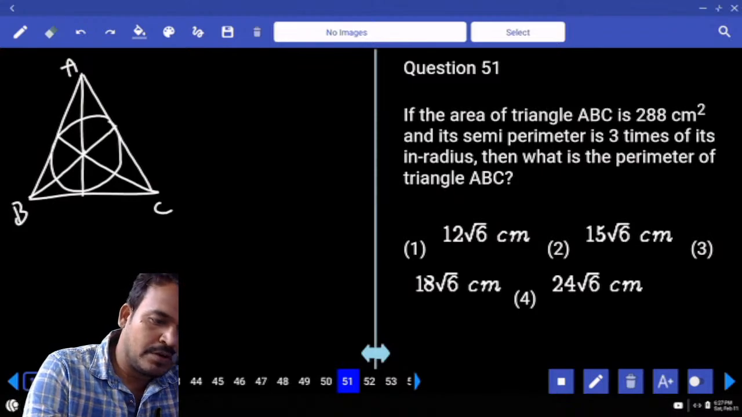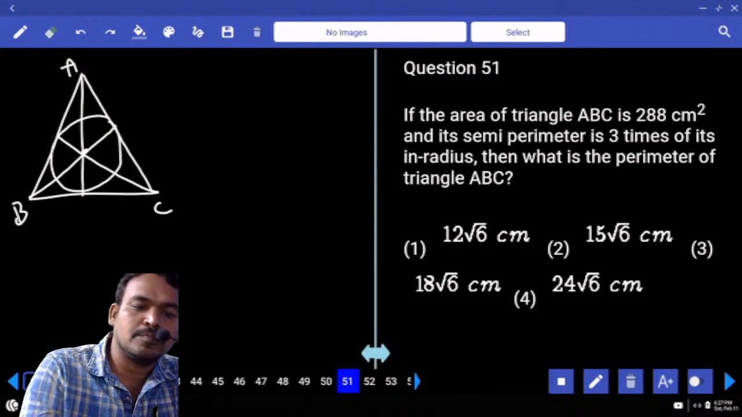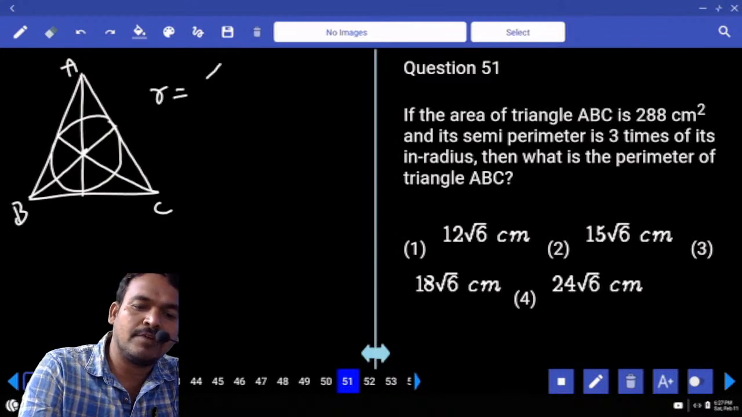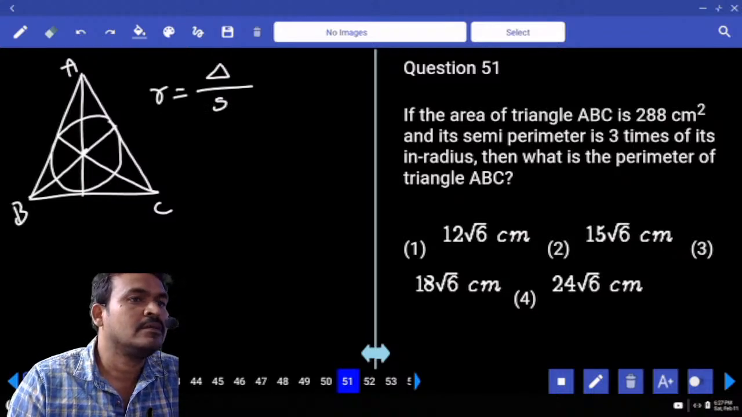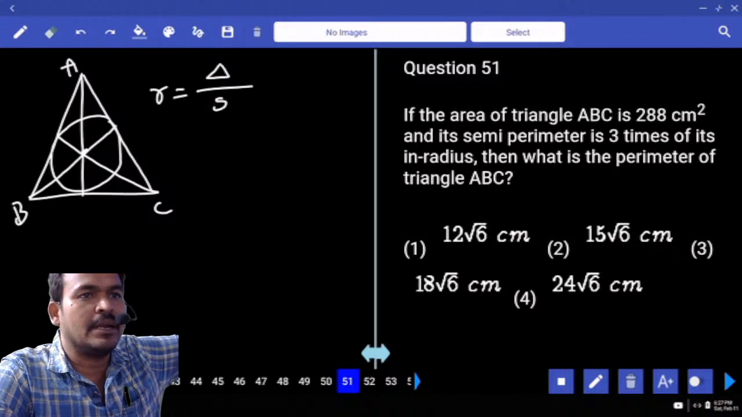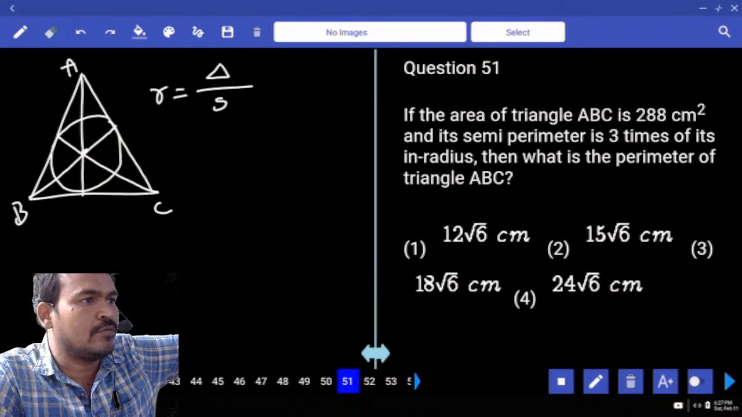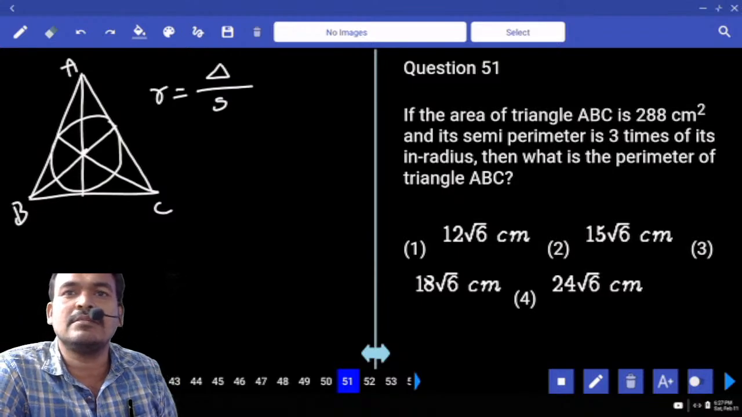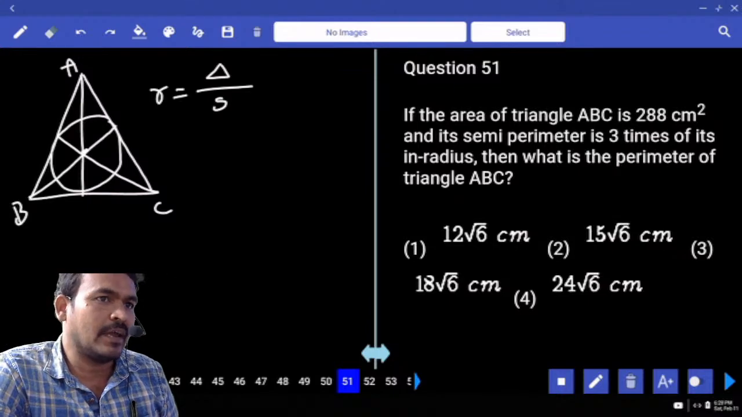We require which one? The inradius, or not? Inradius means the R value. We write R equal to area of the triangle divided by semi-perimeter. The inradius of a triangle is R equal to delta by S, where delta means the area of the triangle and S means the semi-perimeter.